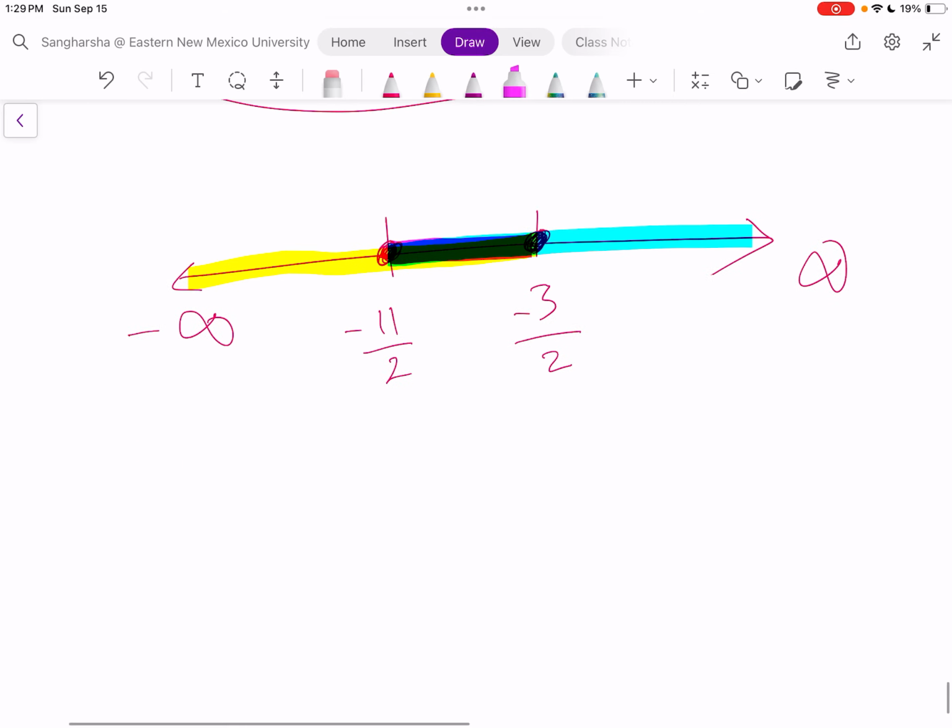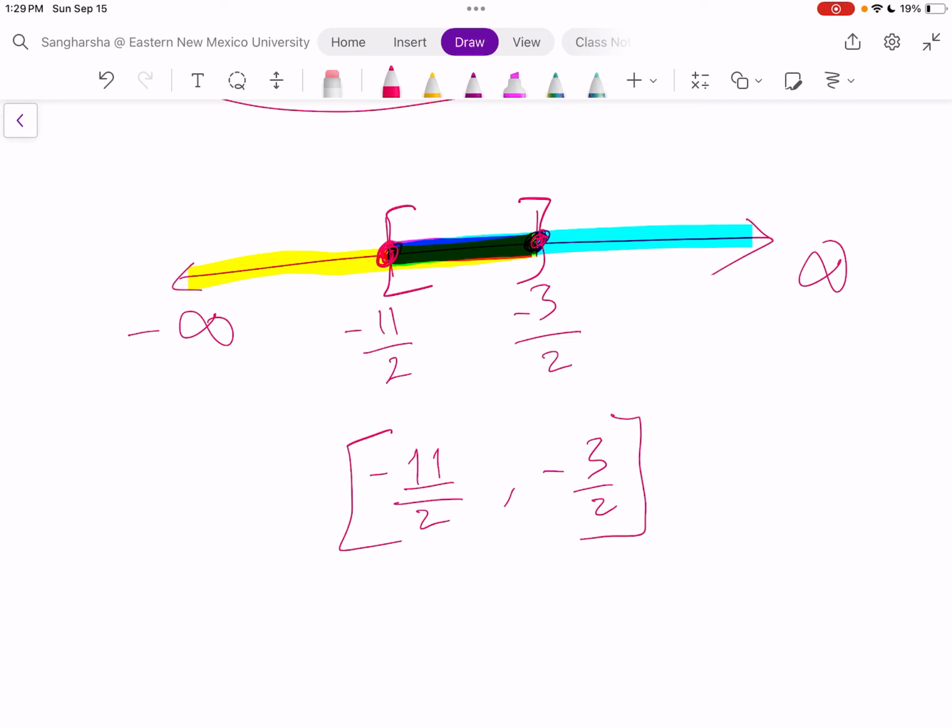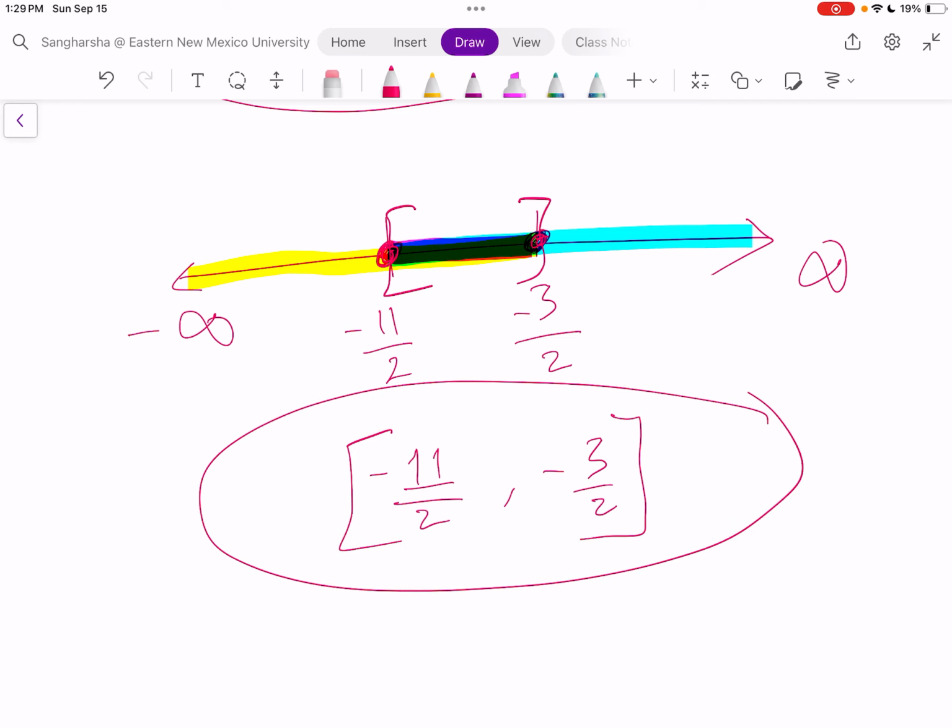Now let's write this in interval notation. From negative 11 over 2 to negative 3 over 2, we have closed circles. It means we're going to use brackets on both sides, and this is the final solution for this absolute value inequality. Make sure you practice solving absolute value inequalities. Now we have exercise 1.3, problems 9 to 14. Let me pick number 13.